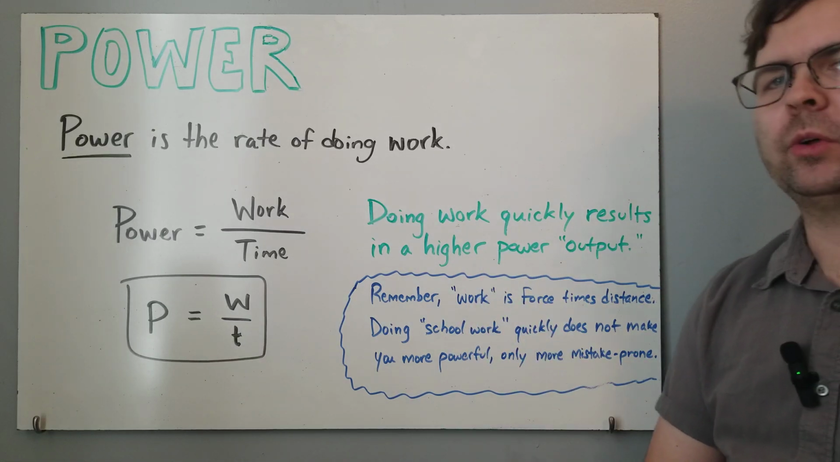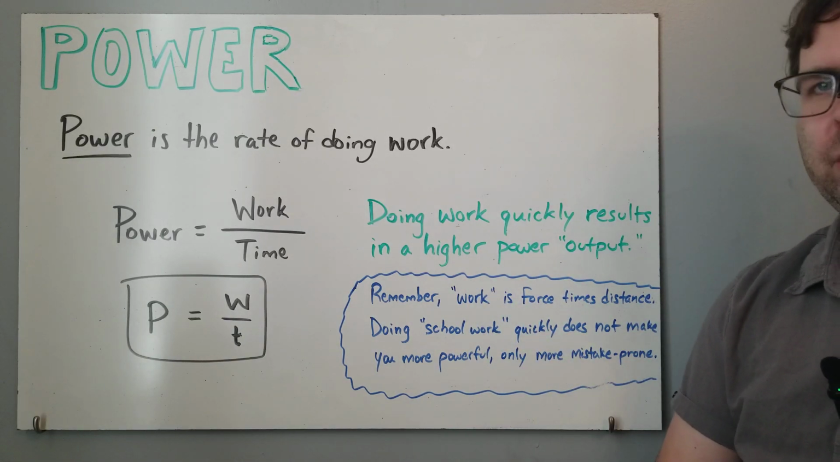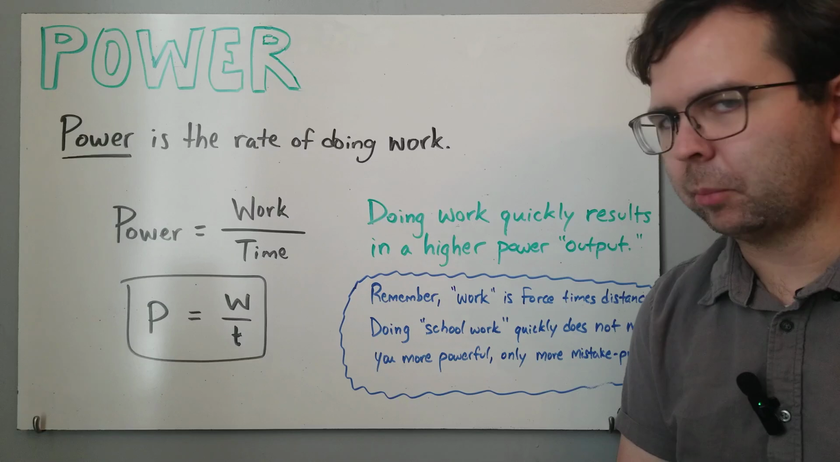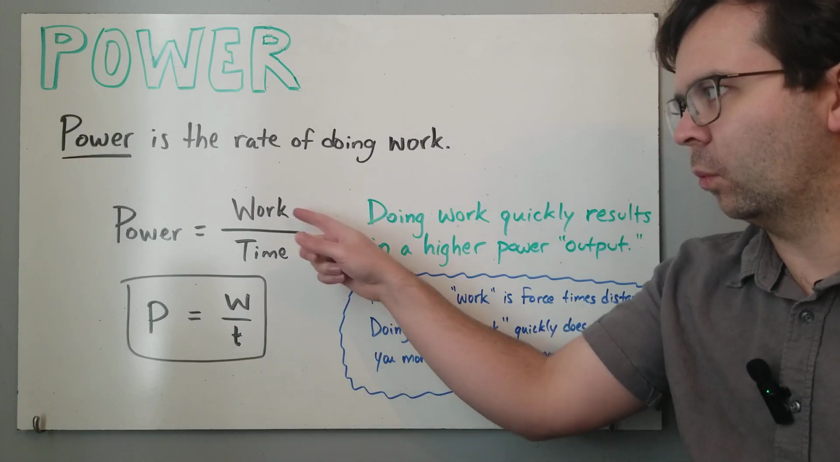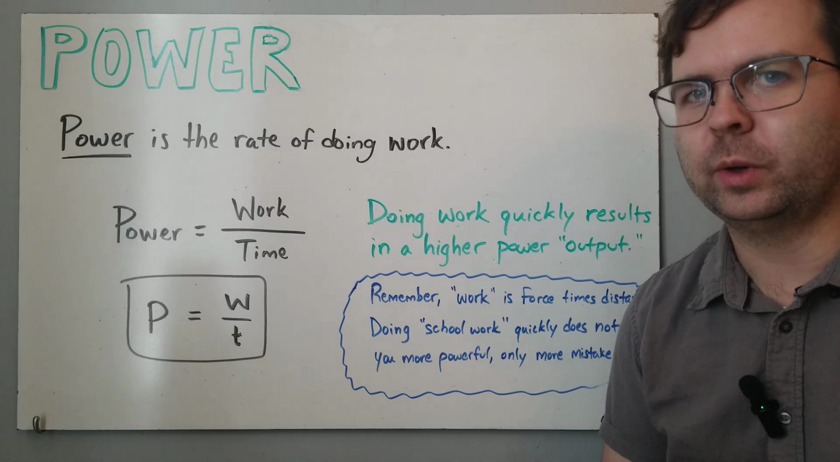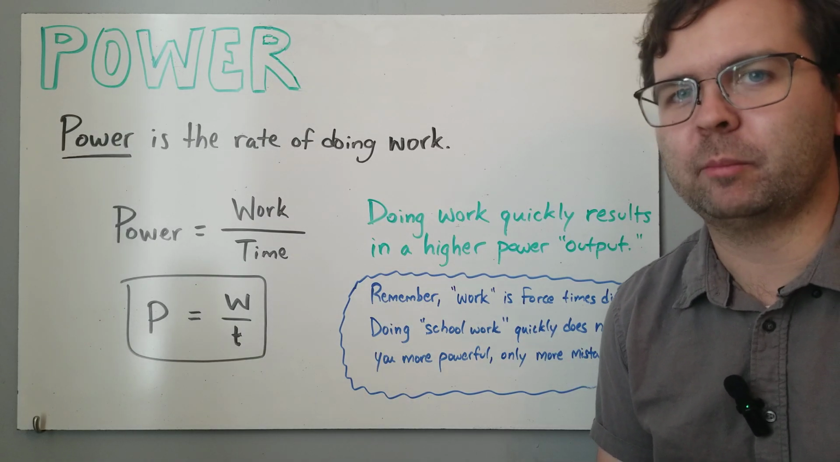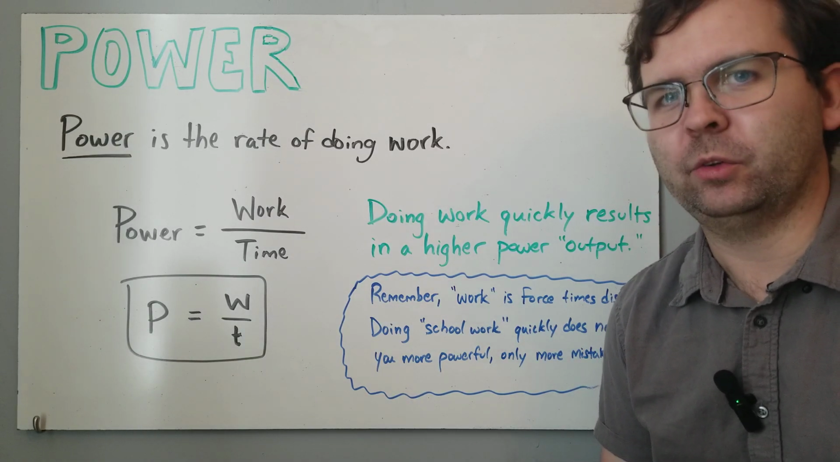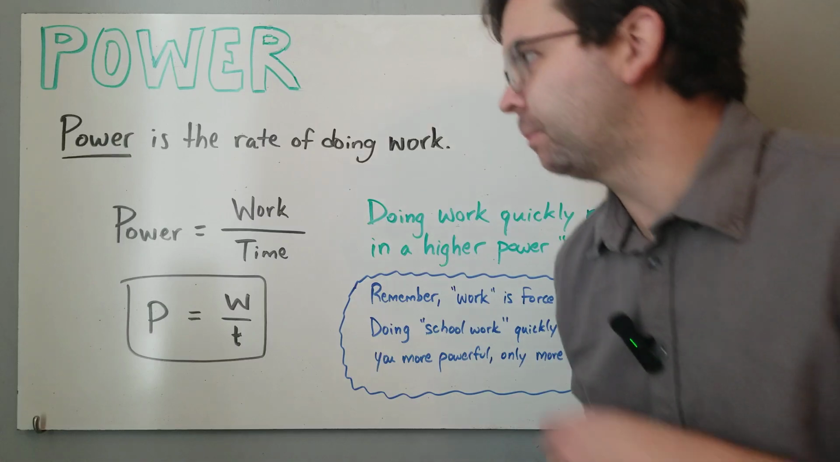Doing work quickly results in a higher power output. So remember, we are talking about the work that's defined as force times distance. Doing schoolwork more quickly does not make you more powerful. In fact, it'll just make you more mistake prone. So let's look at an example of power in physics.